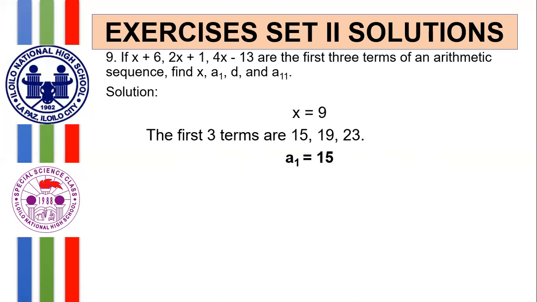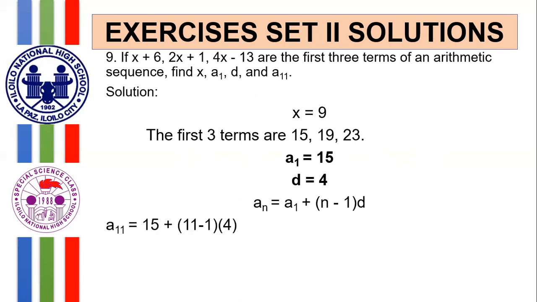You could see here that the first term is 15 and that the common difference is 4 based on what I mentioned earlier. And also, since we have the first term and the common difference, it's now possible to solve for the 11th term using the explicit formula. So a sub 11 will be equal to the first term 15 plus number of terms minus 1, 11 minus 1, times the common difference, which is 4.